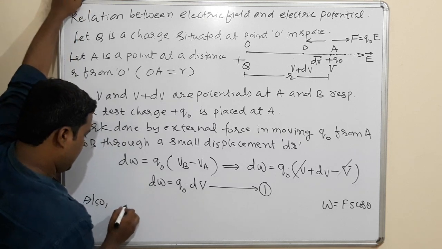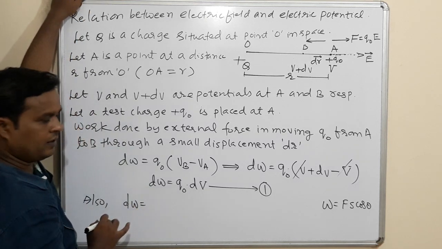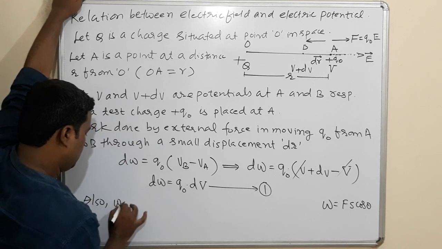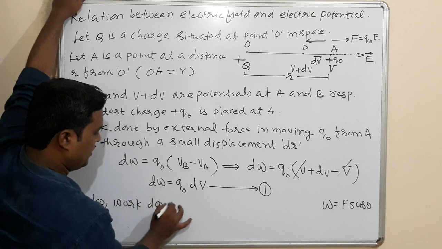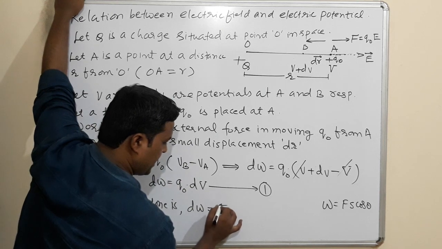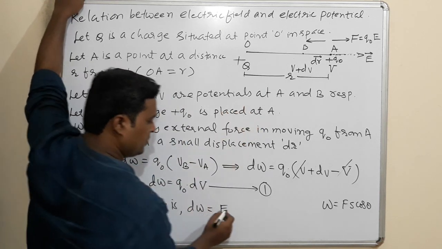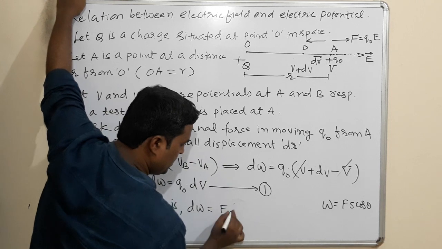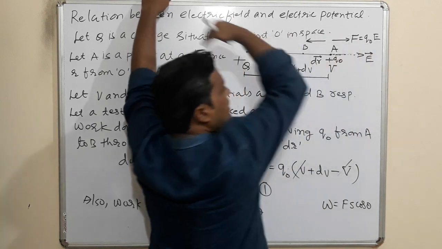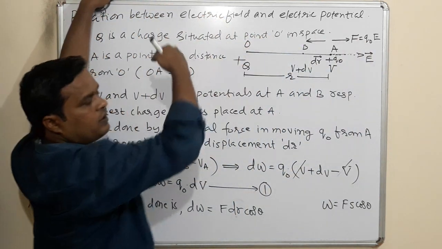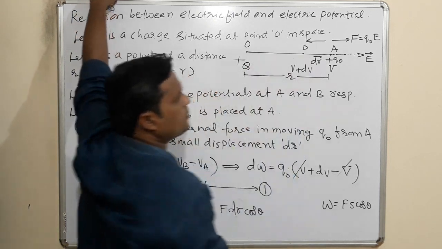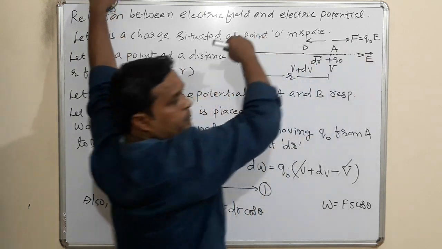Then that work done is given by dW is equal to, that force that we are applying is F into dr into cos theta. Force is in this direction, I am displacing in this direction. What is the angle between force and displacement? That angle between force and displacement is 180. This is force, this is displacement.